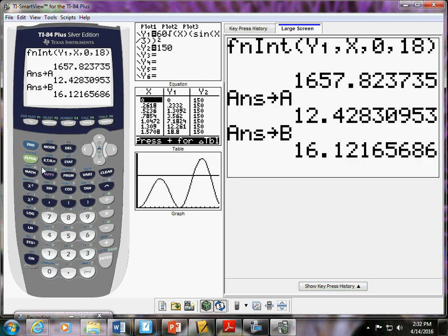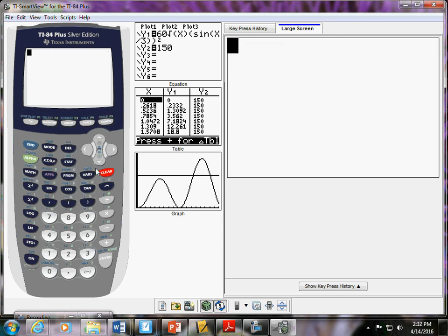Okay, and so on our home screen, we do 1 over alpha b minus alpha a. Now, I want to make sure, I'm just going to add an extra set here. I think I would have been fine, but bless you. Oh, shoot.